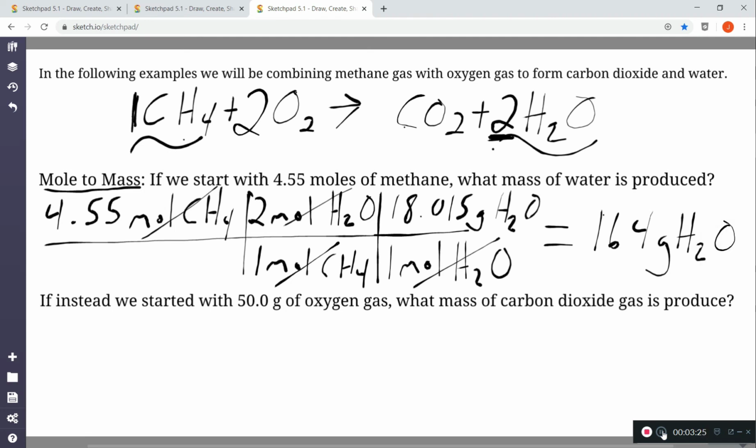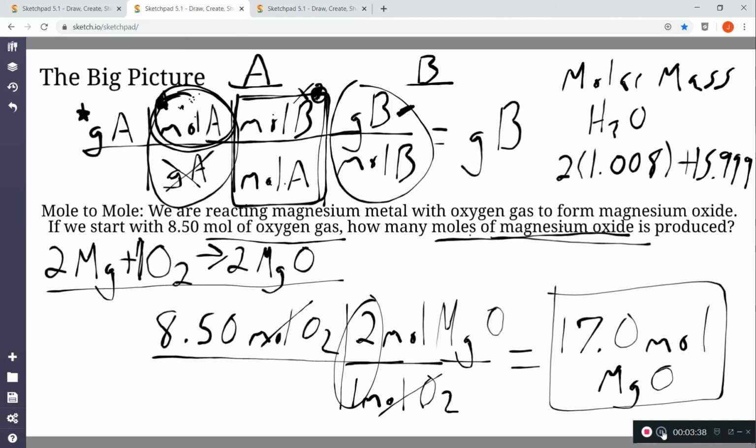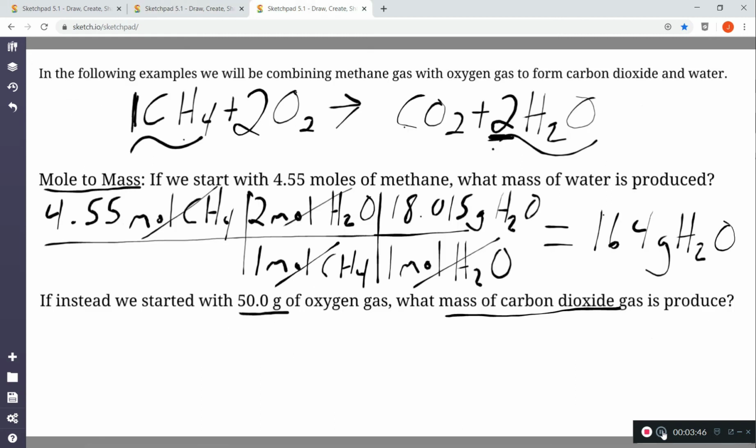All right, and now we're going to do the long one. We're going to start with a number of grams and go to another number of grams. So if we look back at our original chart here, we're going to start all the way at this star right here with grams of A and go all the way over here to grams of B. So we start with 50.0 grams of oxygen gas, which is O2.